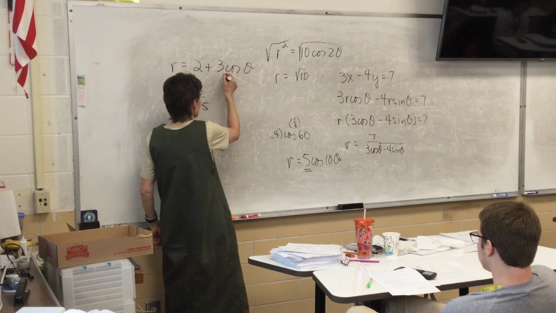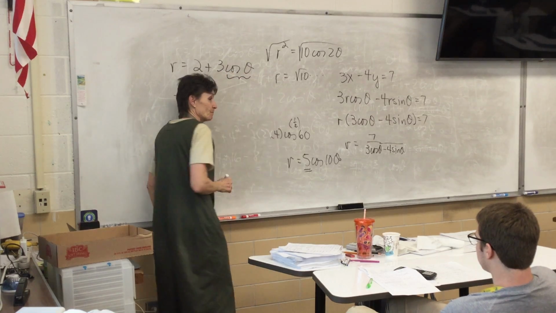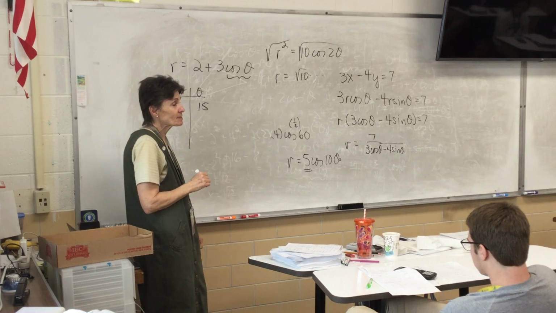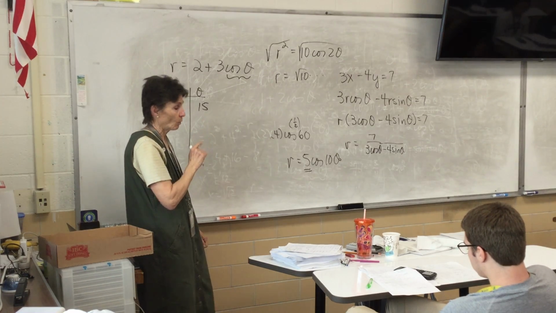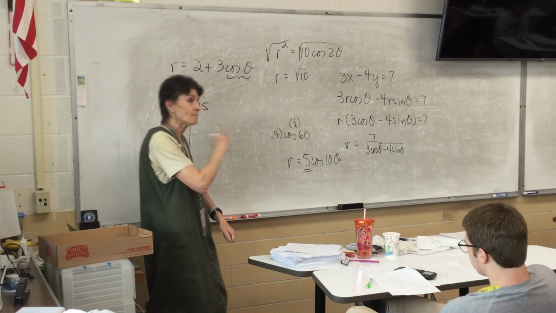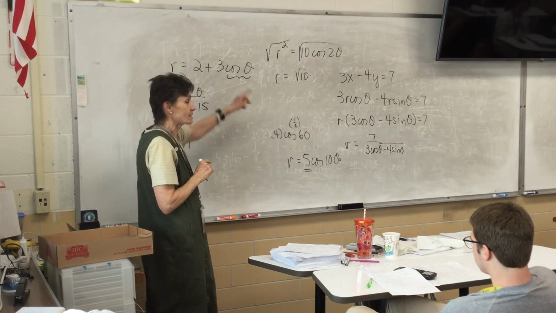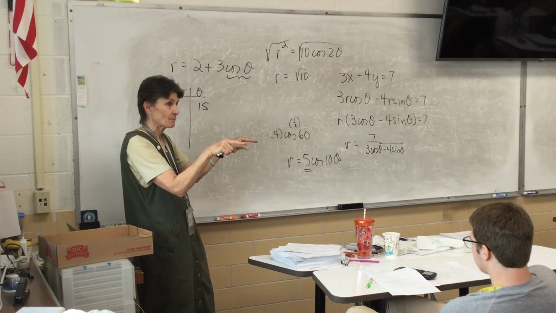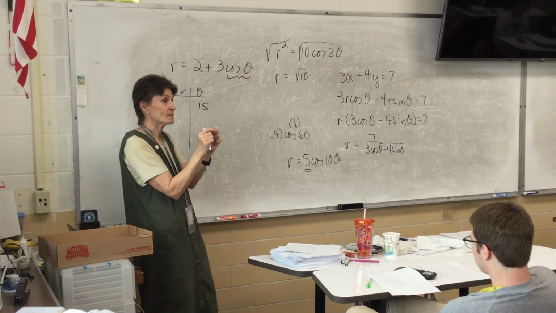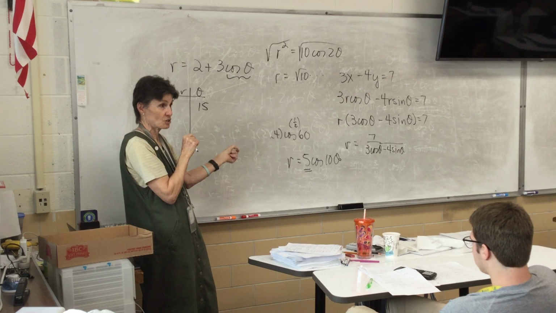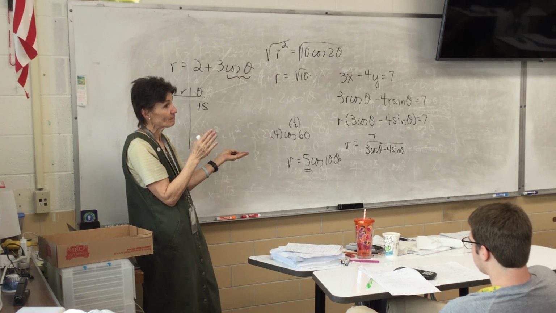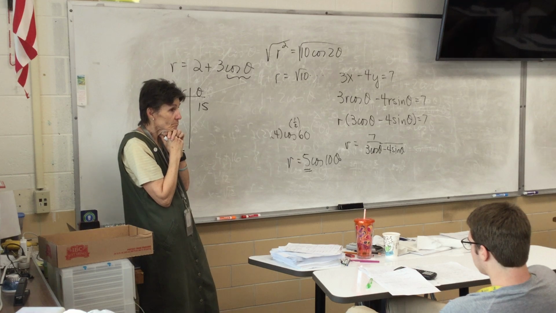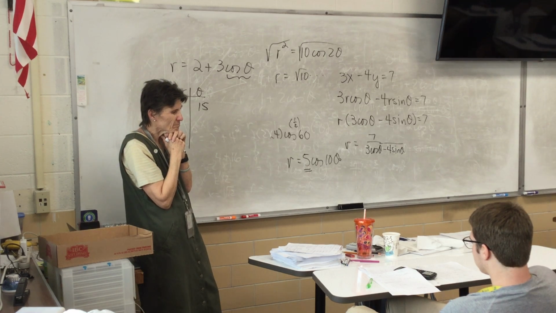So I want you to think about this right here. What is the absolute biggest, or wait, this is minimum? What is the absolute littlest that cosine theta can be? Remember, r depends on cosine. So the littlest cosine is going to give you the littlest r. Does that make sense to you? Yeah. All right, what's the littlest cosine? Is it 0, 1?